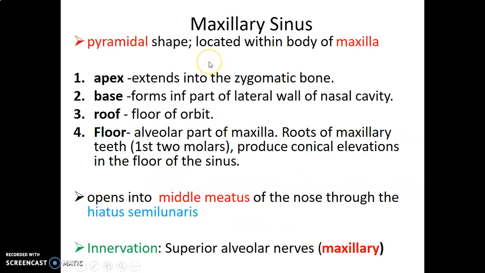So maxillary sinus is a pyramidal shaped air sinus in the maxilla. What are the boundaries? It has an apex that extends to the zygomatic bone, a base that forms the inferior parts of the lateral wall of the nasal cavity, and the roof of the maxillary sinus is the floor of the orbit. And the floor of the maxillary sinus is formed by the alveolar process of the maxilla bone. So this maxillary sinus usually opens to the nasal cavity through the middle meatus via the hiatus semilunaris, and it's innervated by superior alveolar nerve.